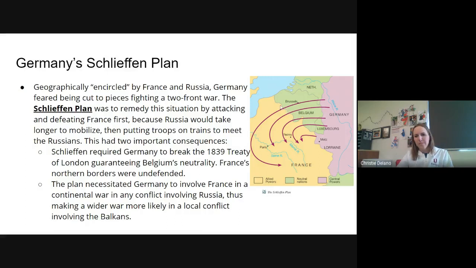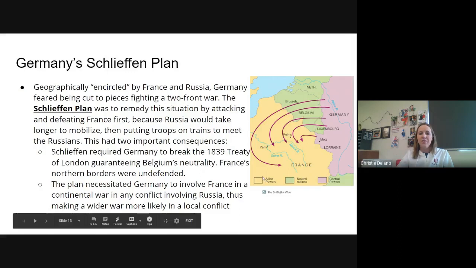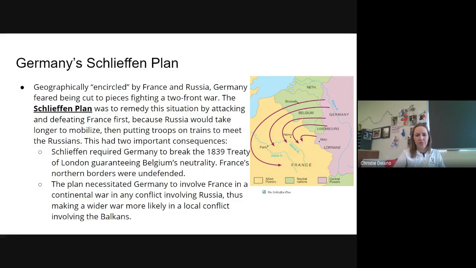And so, right, because Belgium is neutral, they figure that this border with France is going to be undefended or very lightly defended. And so this plan necessitated Germany to involve France in a continental war, because as soon as Germany invades France, Russia's pledged to support France. This is going to bring Russia into the war. This is also going to bring the Balkans into the war, and the Balkans are going to bring everybody else into the war in reality.